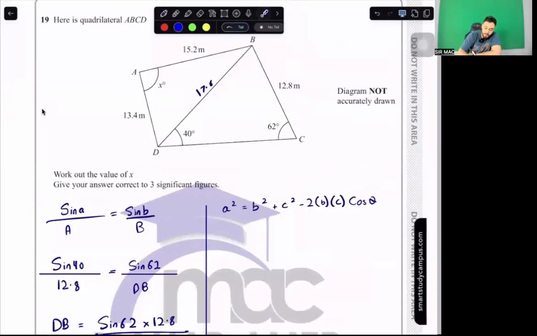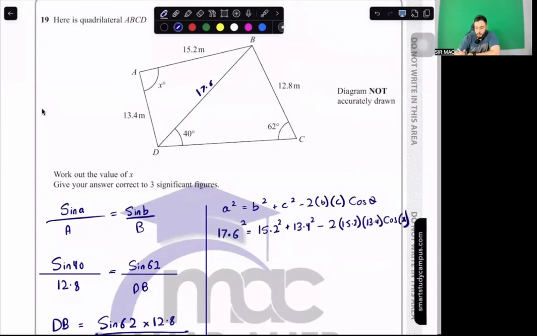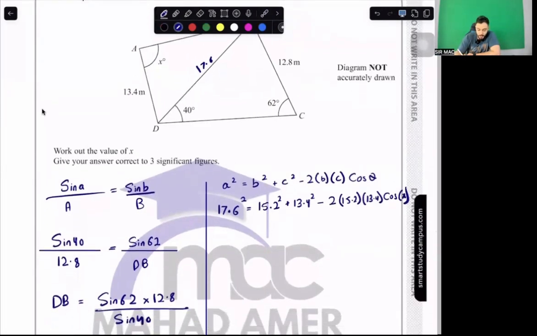So if you're finding the angle x, that means the side that you would be considering as a would be 17.6. So 17.6 squared is going to be equal to whatever sides b, it doesn't really matter, and the other one can be called c. So that's b and c: 2 times 15.2 times 13.4 cos of the angle, which is going to be x. That's what the cosine rule looks like.